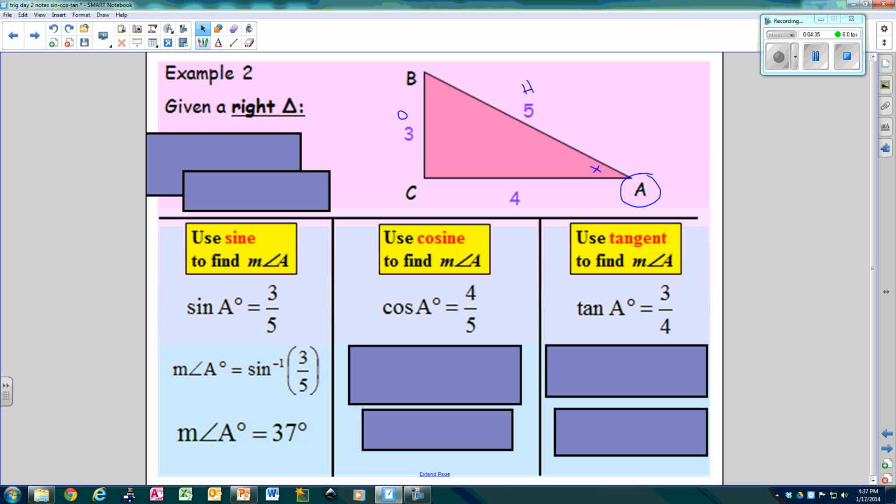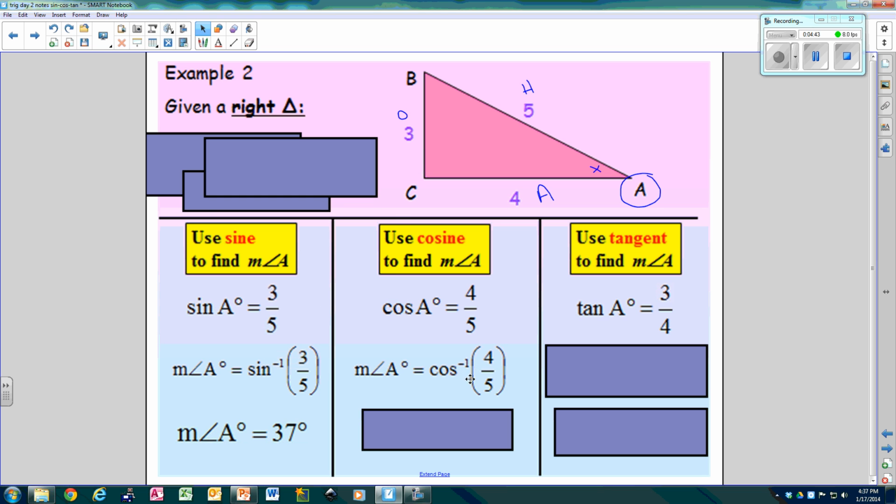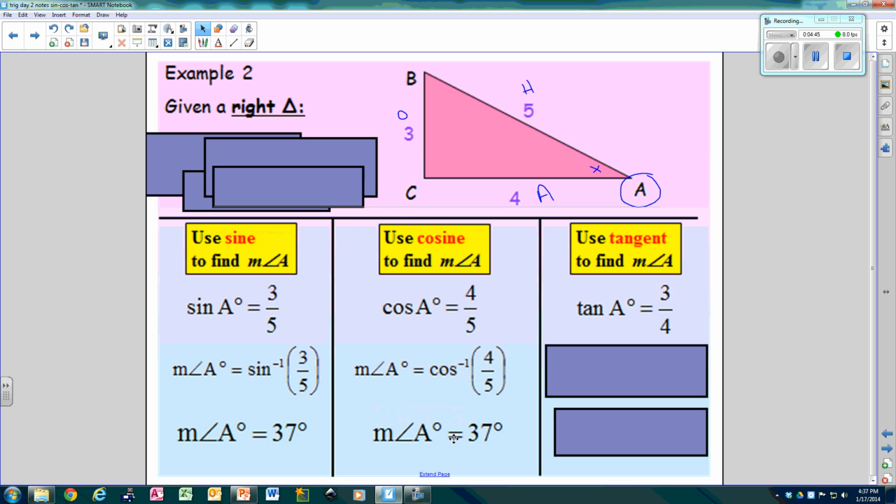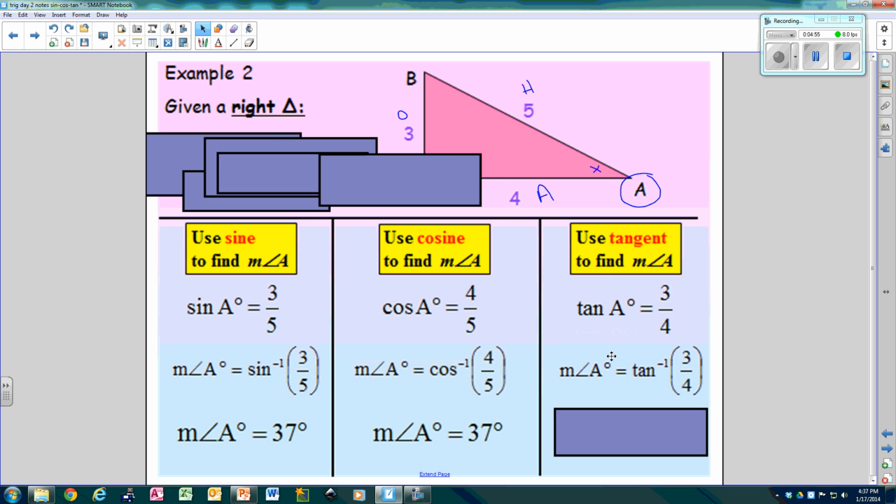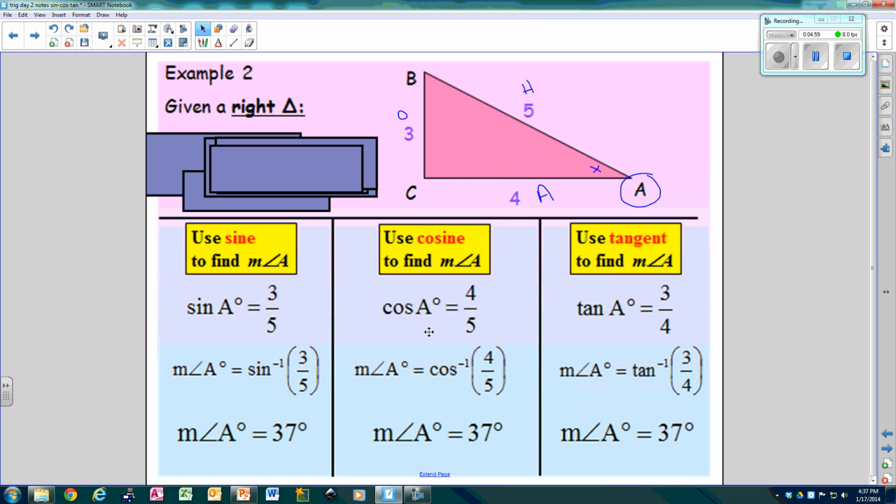The same thing if we were to do cosine of angle A, this would be 4 over 5. So I would write inverse cosine, which should be 37 degrees because it's still the same angle A. And tangent would be 3 over 4. So you get inverse tangent, which should still give you 37 degrees because it's the same angle A.